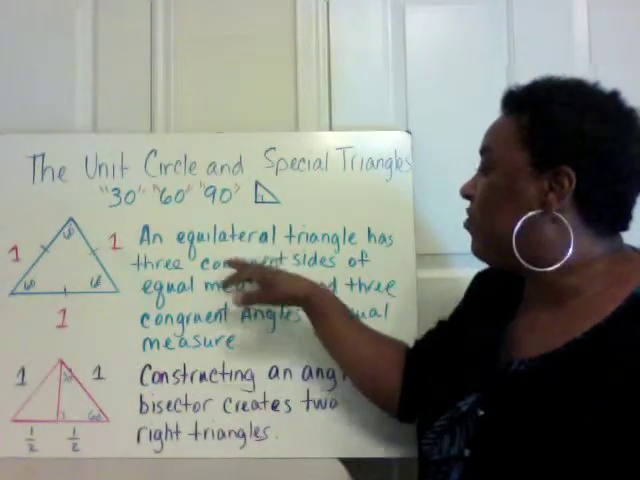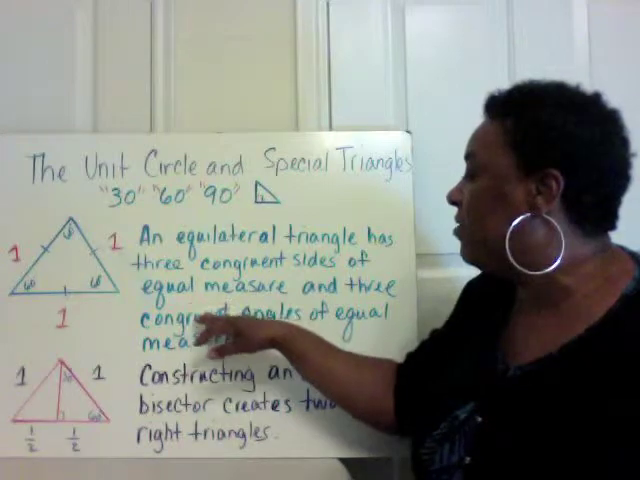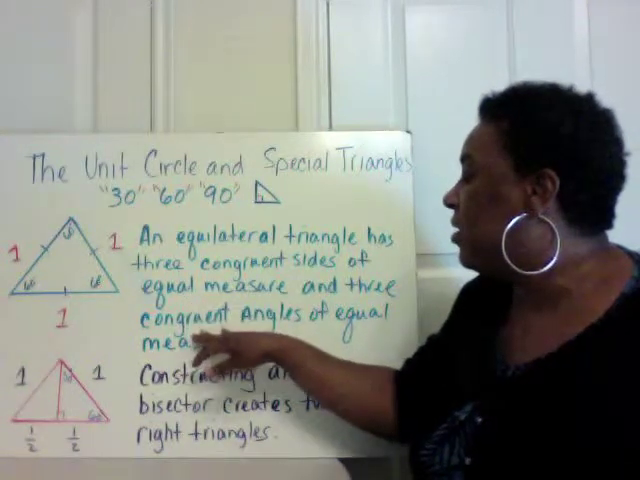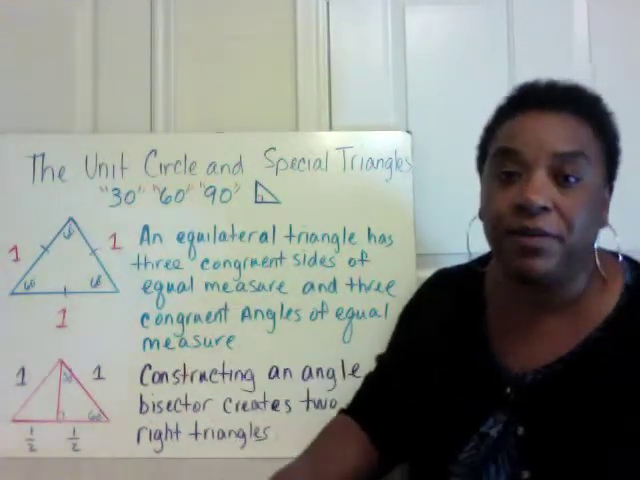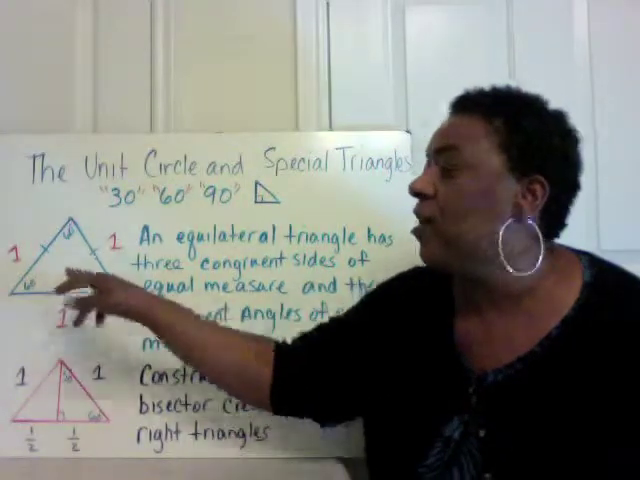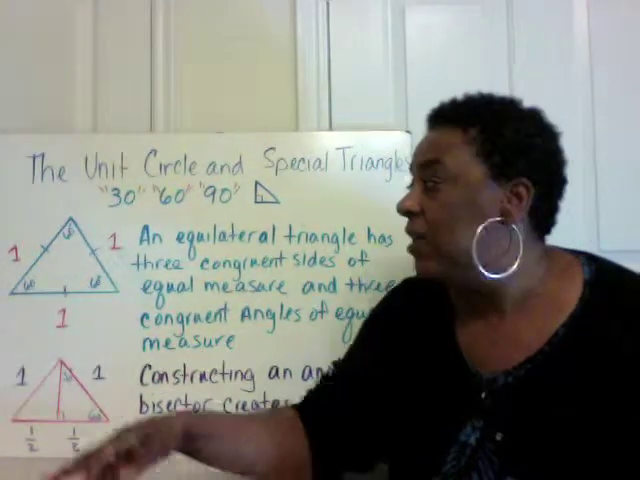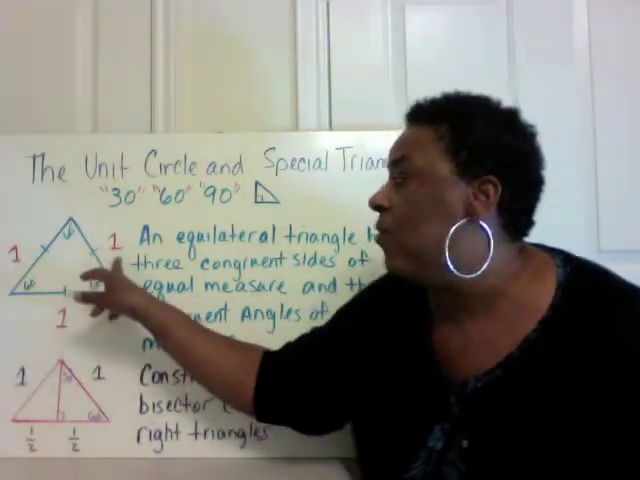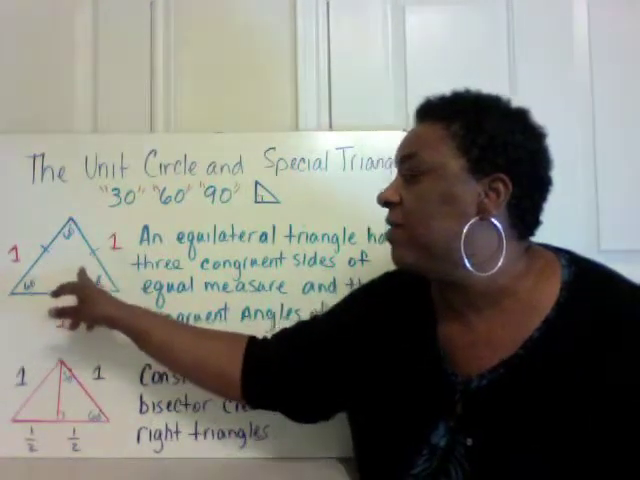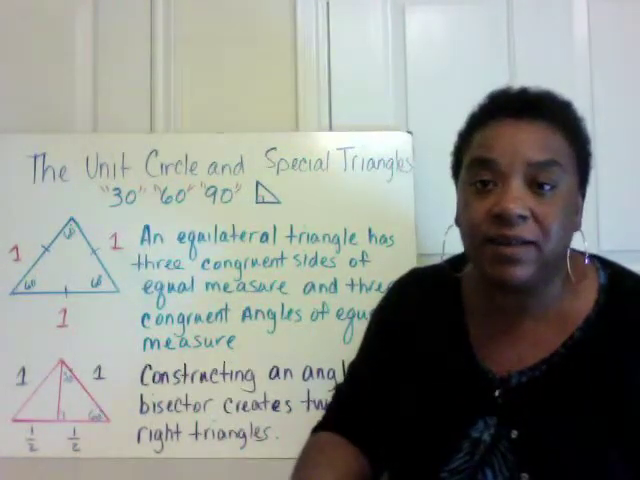An equilateral triangle has three congruent sides of equal measure and three congruent angles of equal measure. Here's a picture of an equilateral triangle. Each side has a length of 1 and each angle has a measure of 60 degrees.